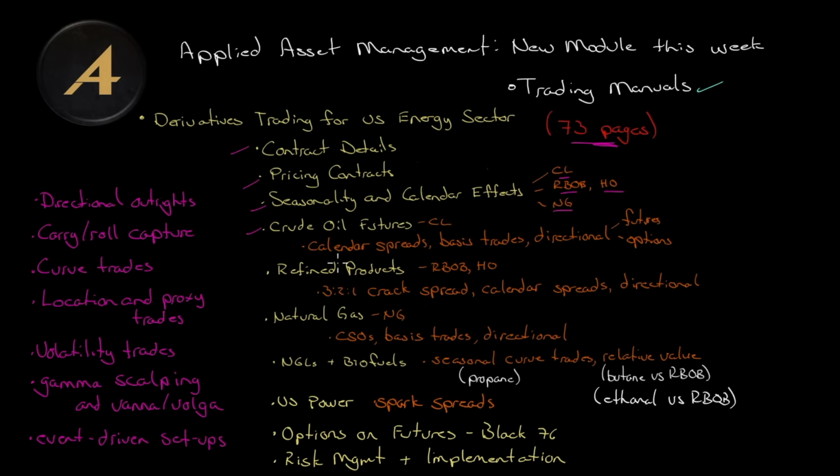Go into detail on crude oil futures. We cover calendar spreads, basis trades, and directional trades using futures and options. Move on to refined products. This is gasoline and heating oil. We'll look at a crack spread, calendar spread, and directional trades. Natural gas, CSOs, these are calendar spread options, basis trades, directional trades. Natural gas liquids and biofuels. We'll do some seasonal curve trades using propane and some relative value trades, butane versus gasoline and ethanol versus gasoline. Both of these get blended into gasoline.